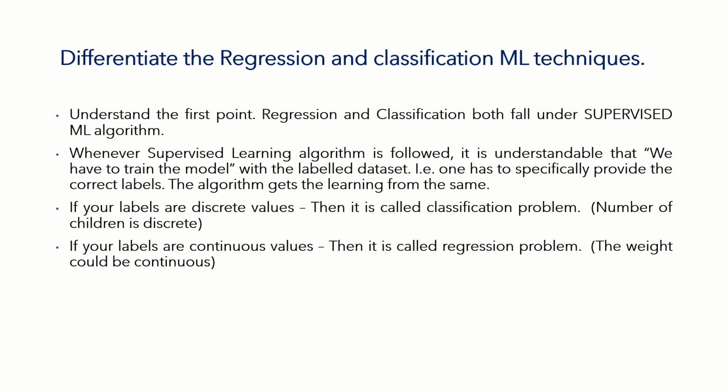If your labels are discrete values, then we call it classification problem. If the labels are continuous values, then we call it regression problem. The number of children, as you can see, is a classification, which means they are discrete. If you think about the height or weight, that could be continuous. That's a simple way you can understand the difference between the discrete and continuous values. And remember, if the labels are discrete, we call it classification. If the labels are continuous, we call it regression problem.